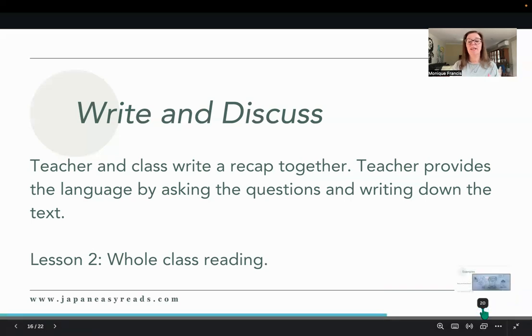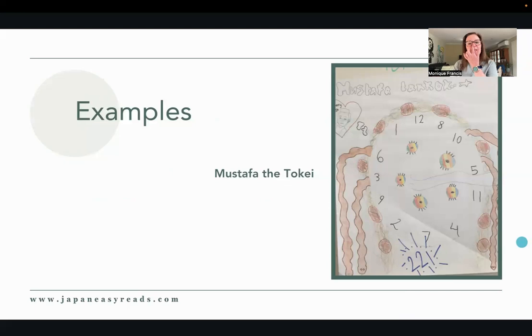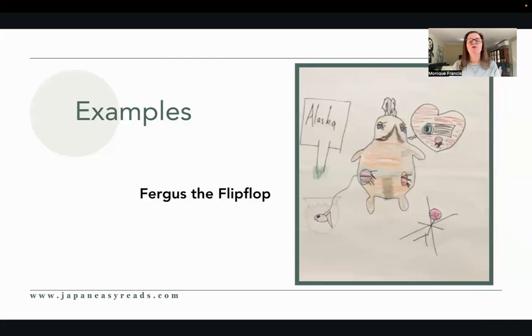Once you've got that, you've got a text that the students have co-created. They know the language. You provide more input when they do a whole class reading, and that can be done in lesson 2. Here are some of the examples that I've done over the years. And as I said, it's probably been the most effective way to really get everybody on board and listening to and using lots and lots of language.